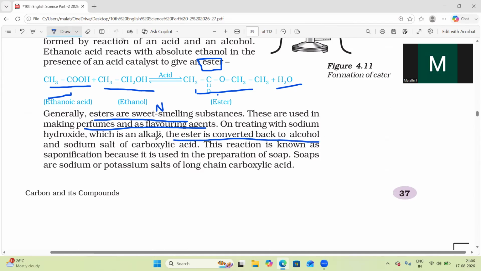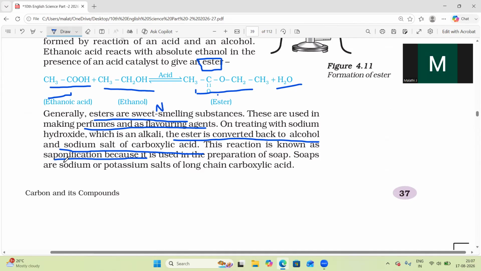So if you observe what we studied above, ester can be converted back into alcohol and sodium salts of carboxylic acid. This reaction is known as saponification. So we said it is a reversible reaction here. The ester can be reversed, and then it will be back to acid and base. That is called the saponification reaction.